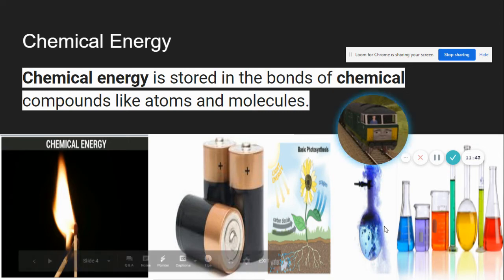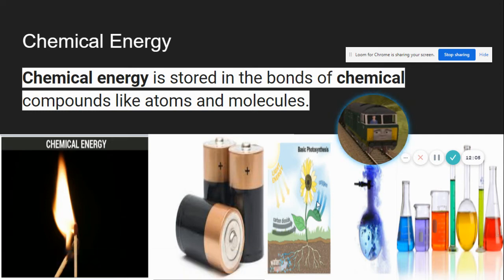So here are the chemical energies. These are the potions that were made recently: blue, purple, orange, green, yellow, light green, red. Chemical energy is where I start.